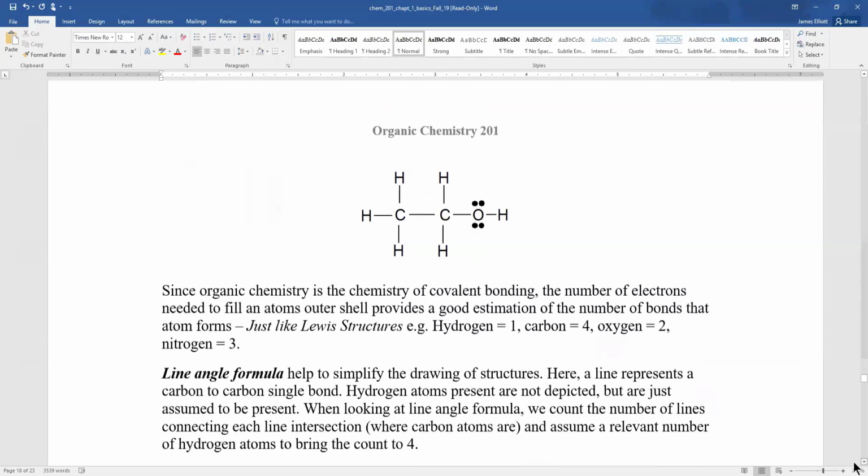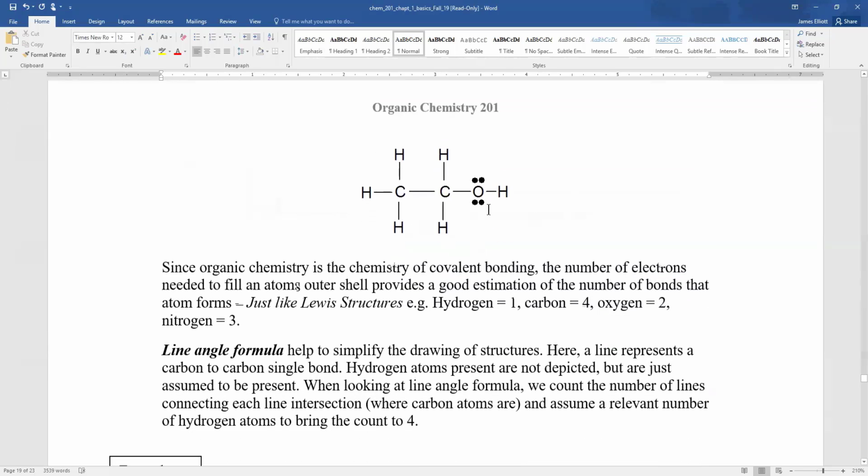So if we're being really picky, we should really draw the ethanol like this, with those 2 lone pairs added in. Unfortunately, this kind of laziness is often seen when drawing organic molecules in textbooks. So just watch out for it, be aware of it.